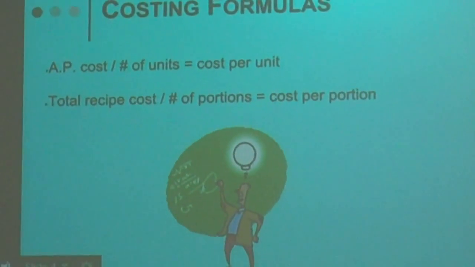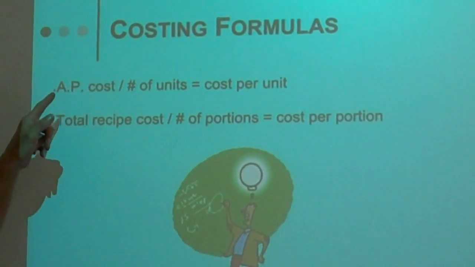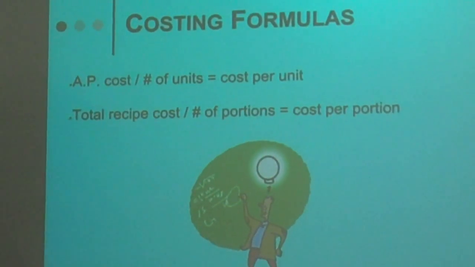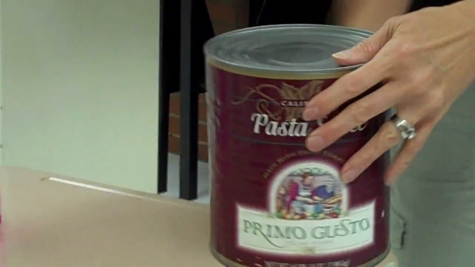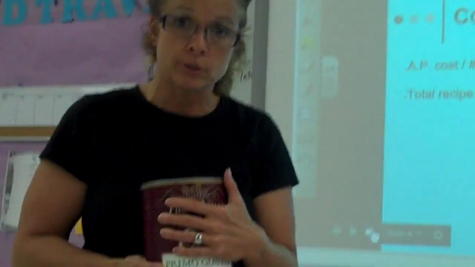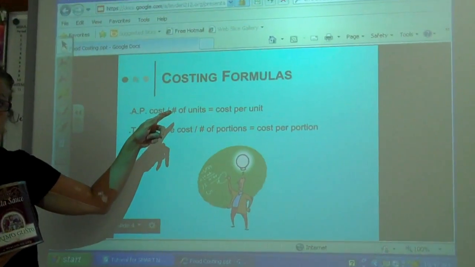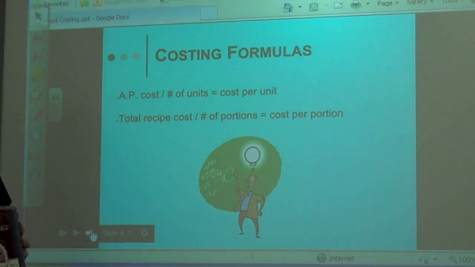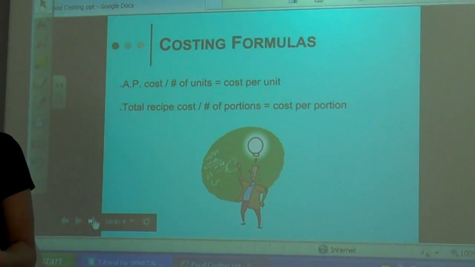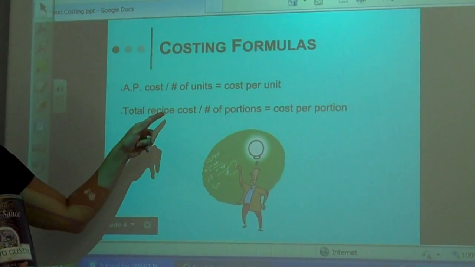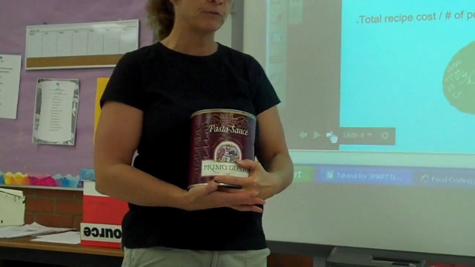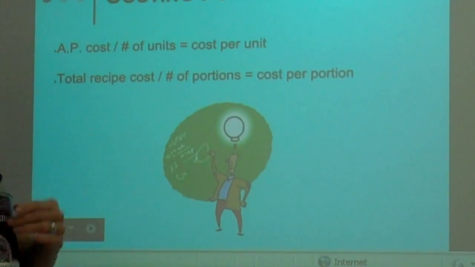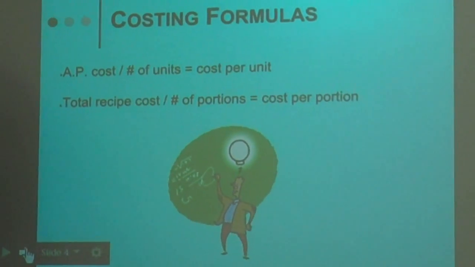Okay, your formula. AP stands for as purchased price, divided by the number of units is the cost per unit. So just to give you an example, if a case costs $12 and there are 6 cans in a case, 12 divided by 6 is $2. That means this can costs $2. Okay? Let's say we used 1/4 of the can. That means the total recipe cost is 50 cents, because $2 divided by 4 is 50 cents. Divided by the number of portions, which is just me and my lab partner, that's 2 people. That means the cost per portion would be 25 cents of this ingredient only.